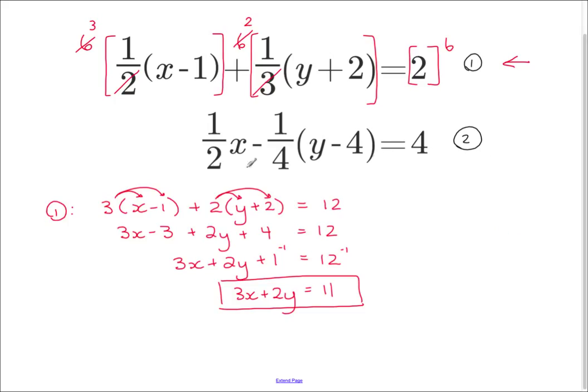Now I'm going to do the same thing with this one here, except this time, take a look, we've got a 2 as our denominator and a 4 as our denominator. So I want the smallest number that both 2 and 4 go into. Well, that happens to be 4. And remember, I want to multiply each block of things. This is basically the distributive law. I'm multiplying both sides by this number.